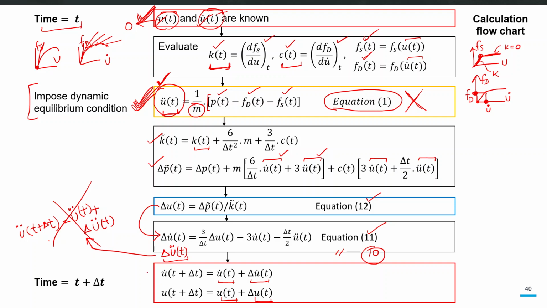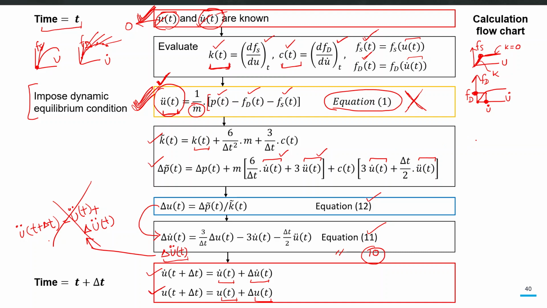And once t plus delta t values are known, we can use them again as an input to run another cycle of calculations to get the next values. So we will run these calculations in steps to solve for all values of u, u dot and u double dot. So I hope this flow chart is clear to you now.